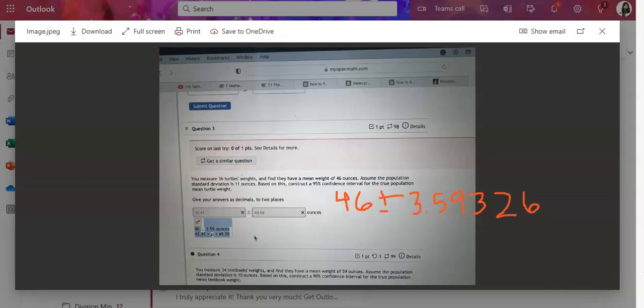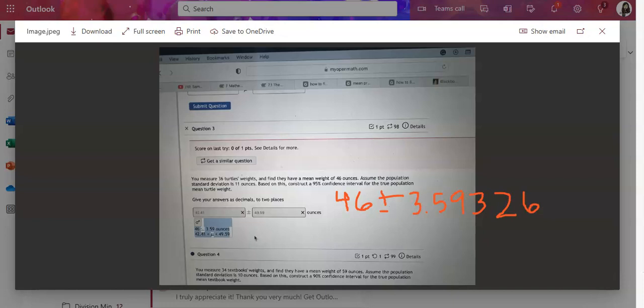Okay, now normally, if we were going to go all the way to the final confidence interval, we would subtract 46 minus 3.59326, and we'd get the left-hand number. And then we would add 3.59326, and we'd get the right-hand number, 46 plus that. But they have stopped right here.